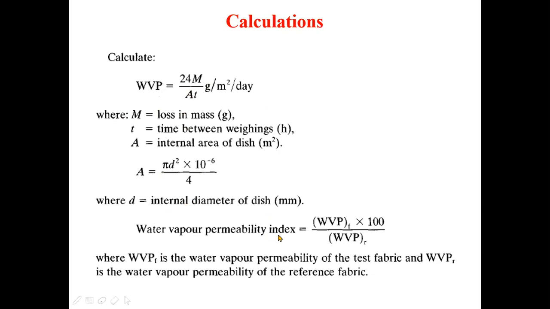The water vapor permeability index is equal to the water vapor permeability of the test specimen divided by the water vapor permeability of the reference sample, into 100. Okay, that means what I mean to say here is that you have to measure the amount of water vapor that is passed through the fabric, and the amount of water vapor that is passed through the reference fabric. And the water vapor permeability index is the ratio between these two, and it is expressed in terms of percentage, right?